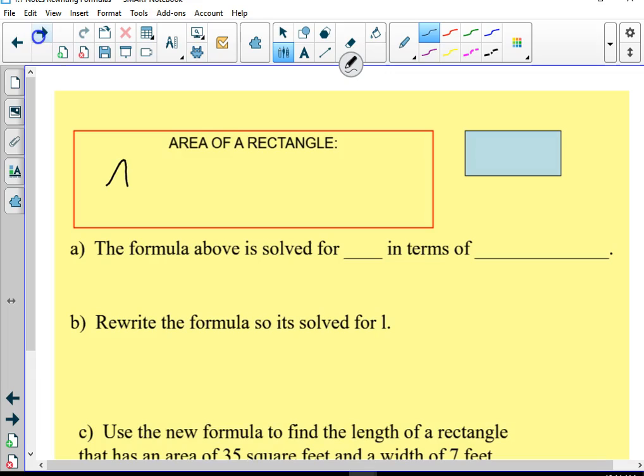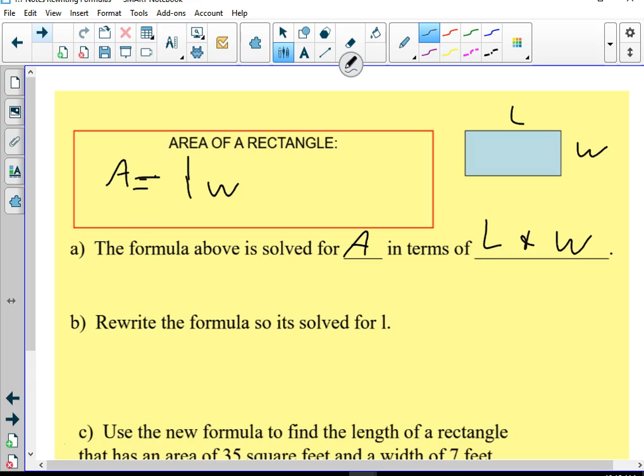Okay, so area of a rectangle. Area equals length times width. Some people say base times height. That's fine. But I thought the length was the other way. It doesn't matter which one you call length and which one you call width. It really makes no difference. The formula above is solved for A in terms of L and W. So if you know the length and width, you can give me the area.